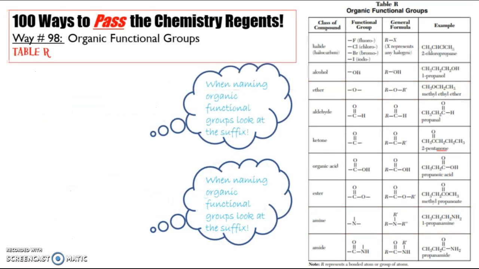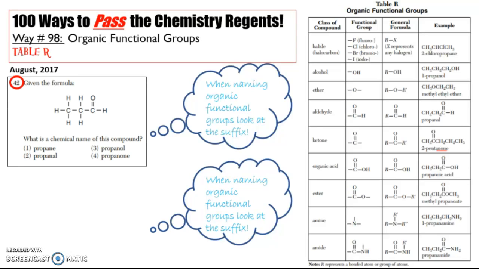The next question gives us a functional group. Which of these functional groups looks most similar to the given problem? Yep, aldehyde, and since the suffix is al, the answer is choice 2.